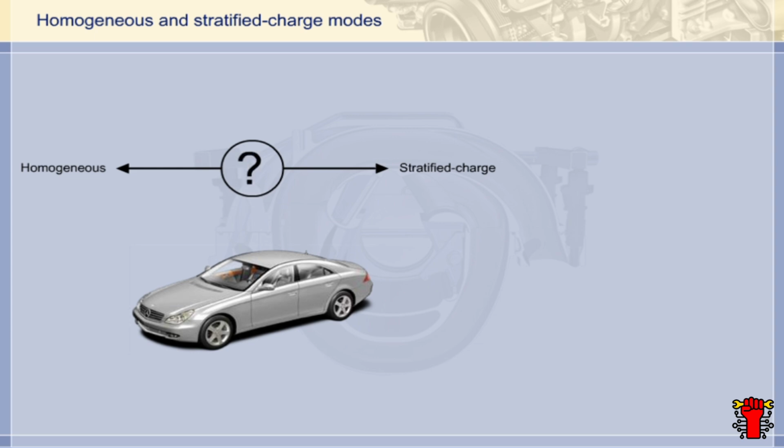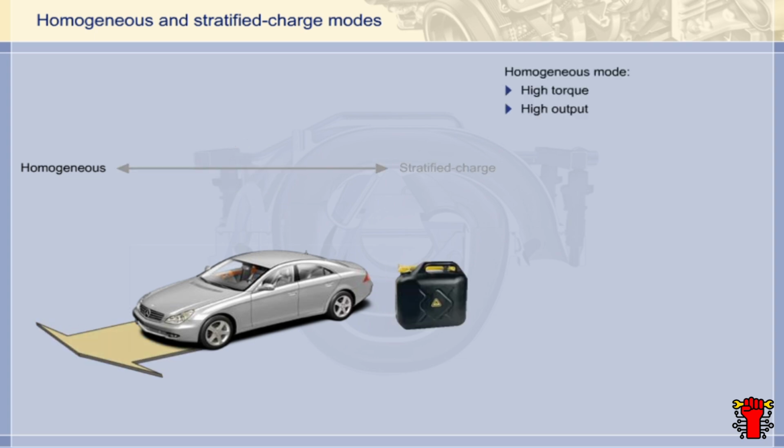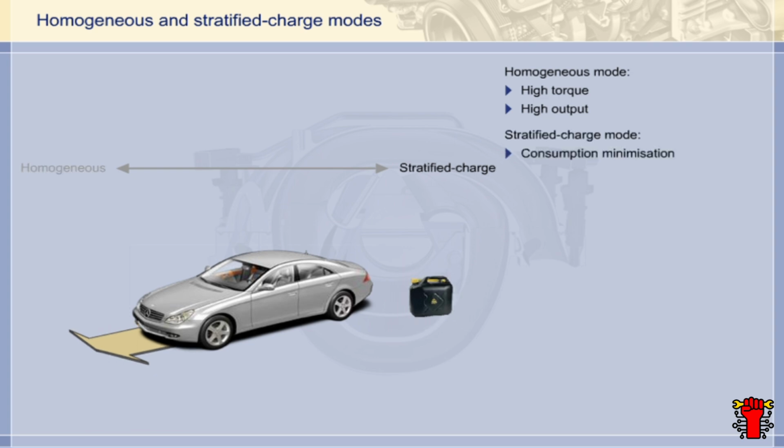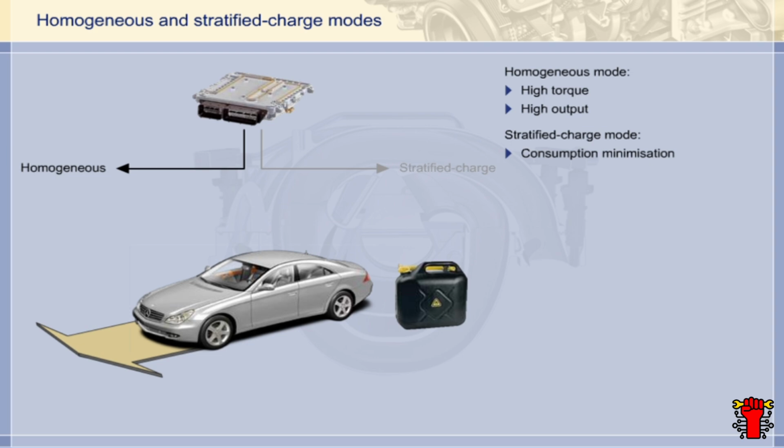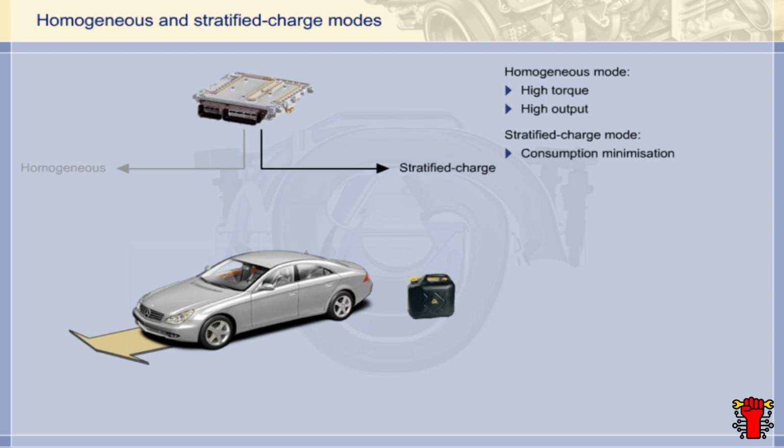But why have two different operating modes anyway? It's all a question of priority, and to this question, there is a clear answer. In homogeneous mode, the priority is high torque and high power output. By contrast, in stratified charge mode, the priority is to minimize fuel consumption. The engine control unit switches between these two operating modes according to requirements, without impairing driving performance.